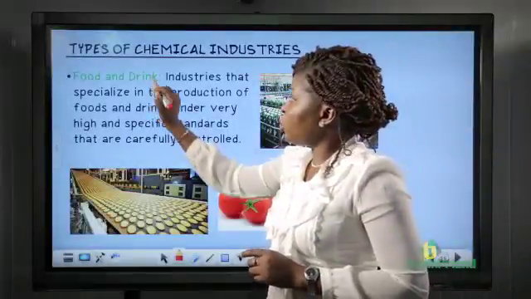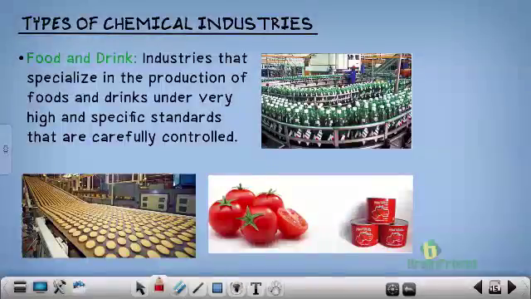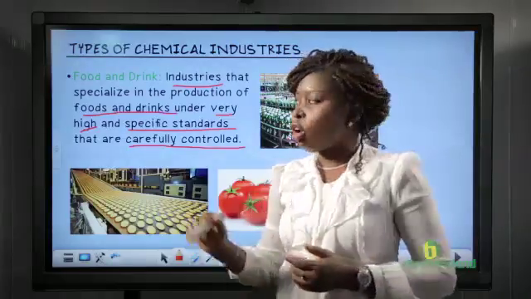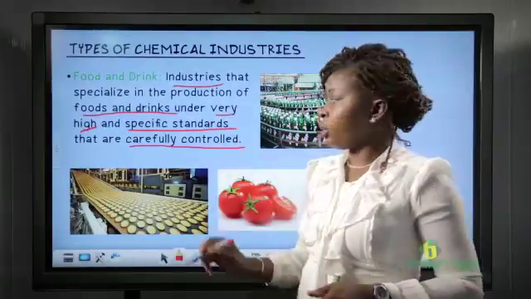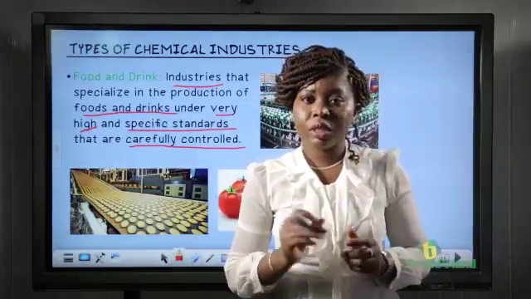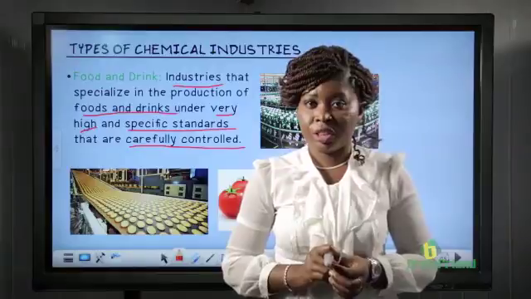We have the food and drink industries. These are industries that specialize in the production of food and drinks under very high and specific standards that are carefully controlled. Just as the fine chemical industries, this industry as well works with a high level of purity and competence. Chemical processes involved in this industry include food processing, food enriching, flavoring, storage, and preservation.